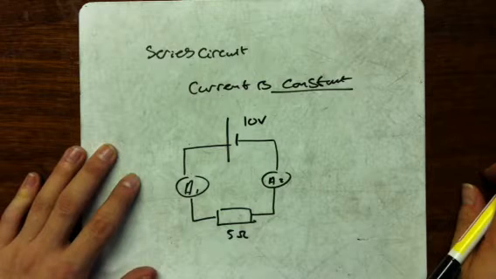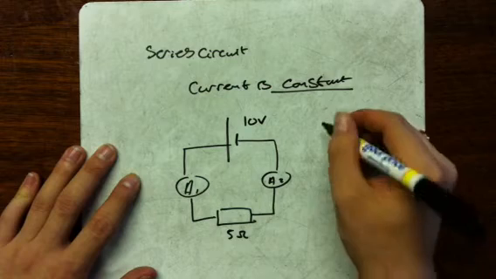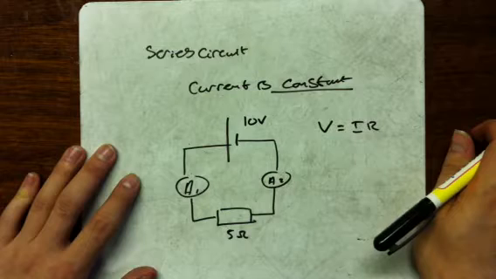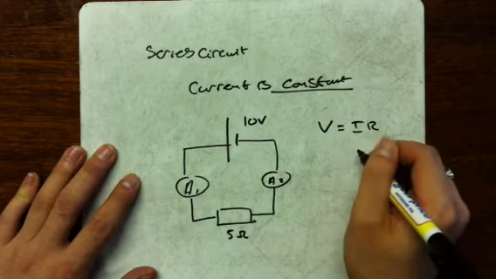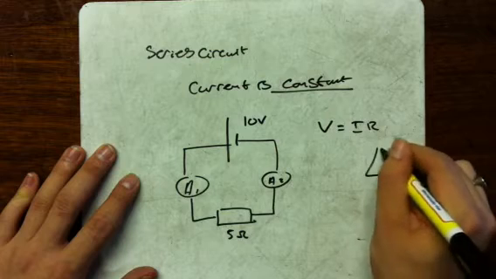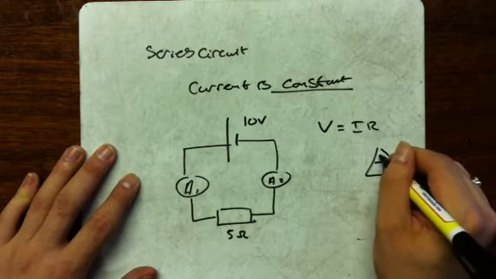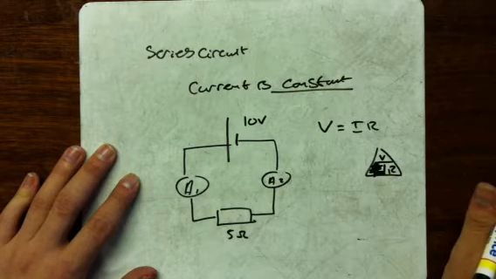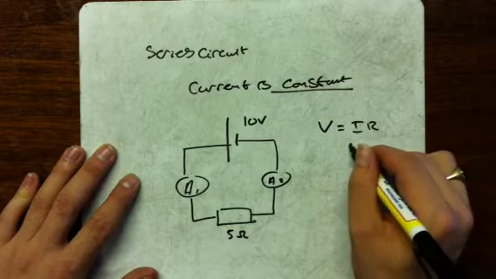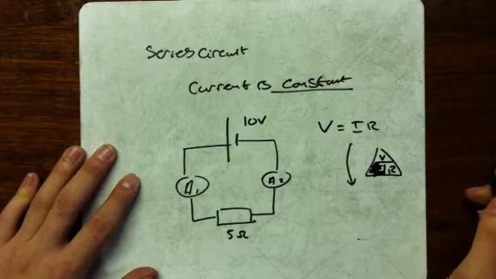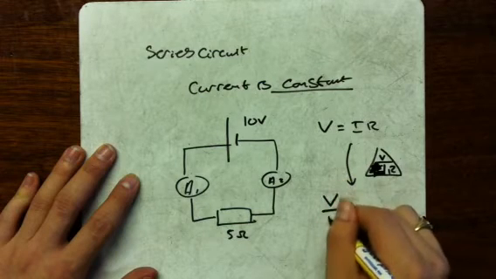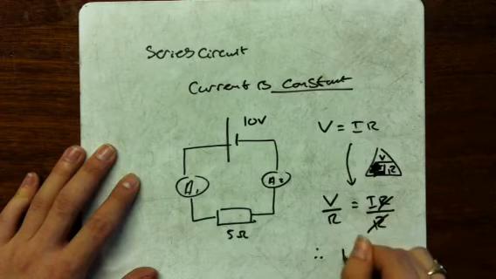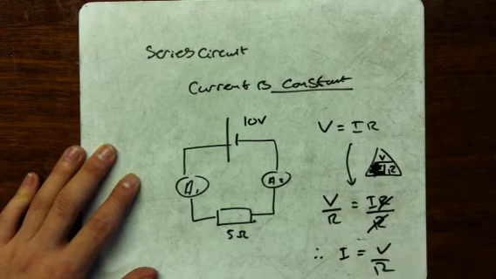Now, in order to find the current going through the circuit, we need to use Ohm's law, V equals IR. Now, we need to rearrange this to make I the subject. You can just do a simple rearrangement using a triangle, which looks like so. V, I, R, we're looking for I, so we cross that out, and it tells us it's V divided by R. But a better way, which is what I prefer, is just standard rearrangement, which is if we divide by R on both sides, we get V over R equals I R over R. The R's cancel, therefore I equals V over R.